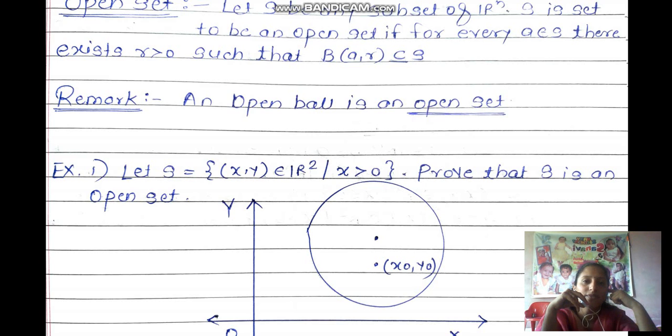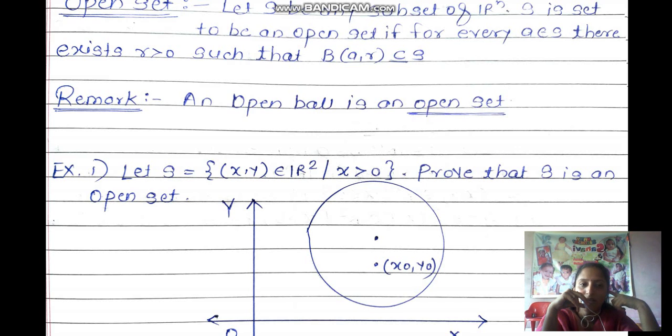Now we consider one example. S is the set of (x, y) belonging to R2 with x greater than 0. Check the condition of the set again. S is the set that contains all the points (x, y) belonging to R2 such that x is greater than 0; the x coordinate is greater than 0. And you have to prove that S is an open set. We have to prove that S is an open set.